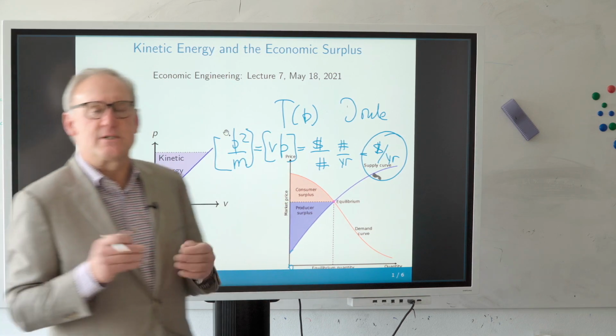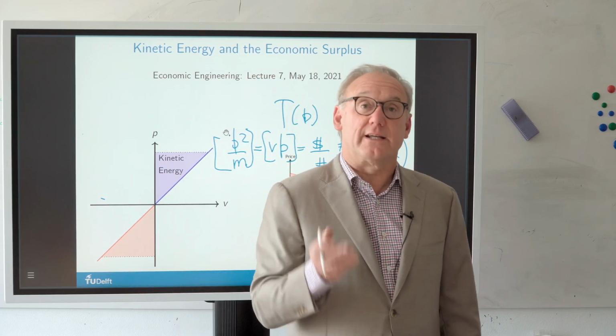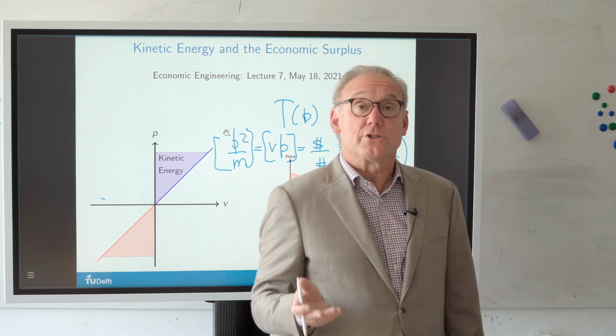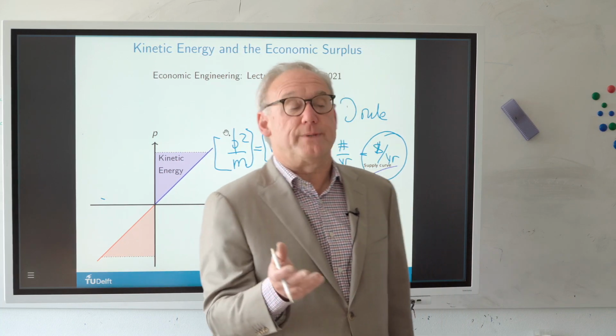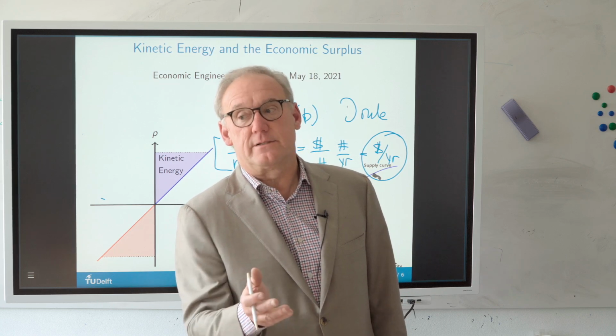So we'll work through why this should be the case. But it's the first mistake you kind of make. There's a second mistake. The first mistake is to think that kinetic energy is a half mv squared, so that the economic surplus would depend on the quantity demanded, right? It doesn't. It depends on the price, all right?